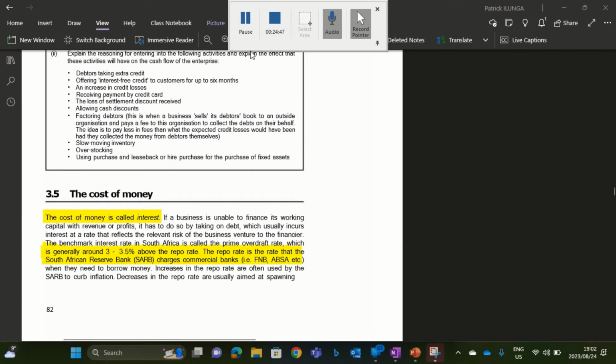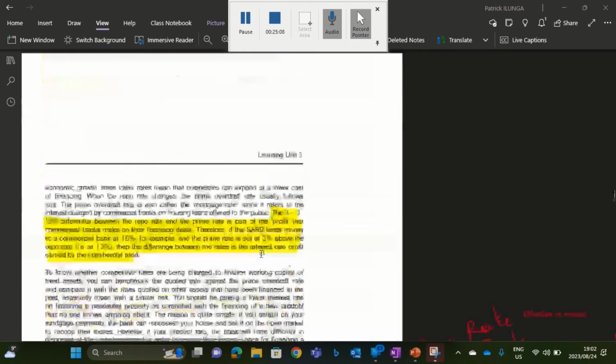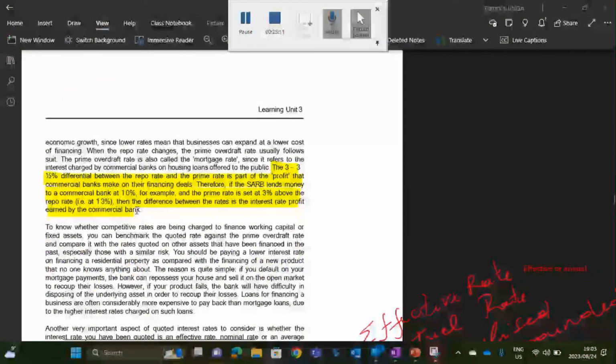So the South African Reserve Bank offers this capital to the banks at the repo rate, and then to lend to us consumers, you and I, the banks will add something that we call the prime, which is going to be a few percent above that repo rate. So there is even an example here. If, for example, the repo rate is 10% and the bank adds, for example, 3%, it will be 13%. This is something that you just need to bear in mind.